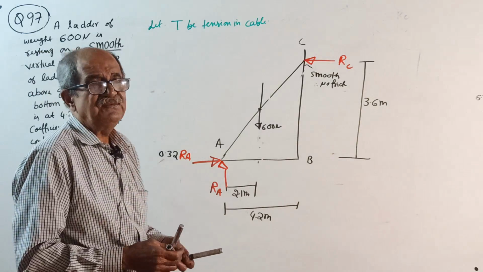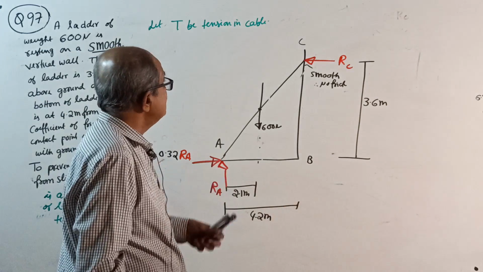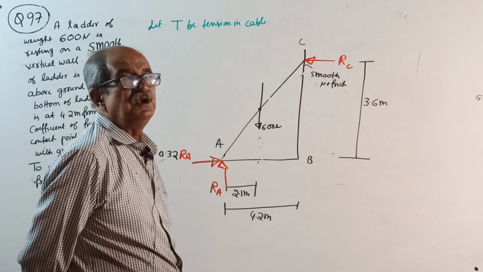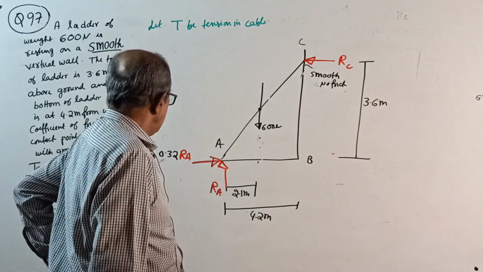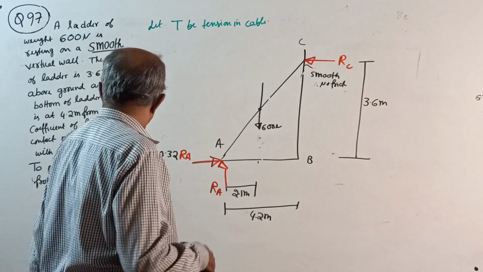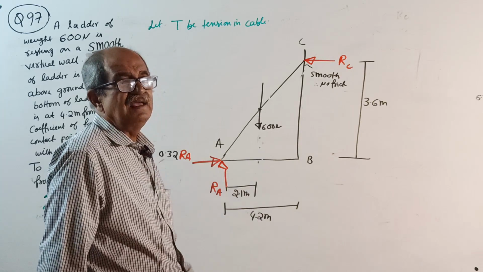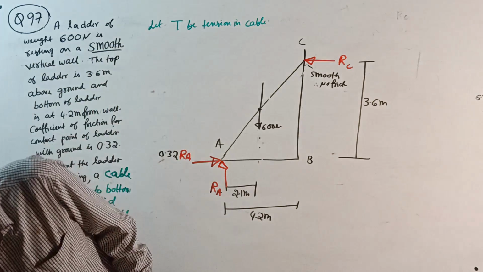The person who set the question thought this ladder is not stable. It came to his mind. I will tell you what the angle here is: 3.6 and 4.2. Somehow it came to his mind that this ladder is not stable.